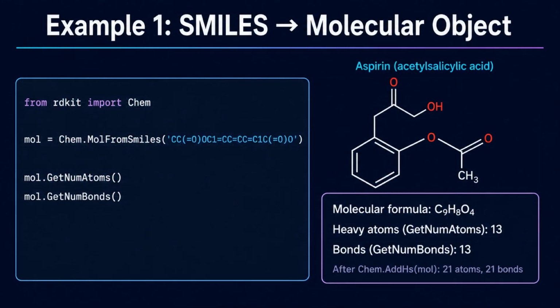Now let's dive into RDKit basics with example 1, creating a molecular object from a SMILES string. First import Chem from RDKit, then define your SMILES string. Convert it to a molecular object with Chem.MolFromSmiles. You can then get basic information: molecular formula, atom count, and bond count. One thing to watch: by default RDKit counts only heavy atoms, so aspirin reports 13, not 21. Call AddHs first if you need hydrogens included.